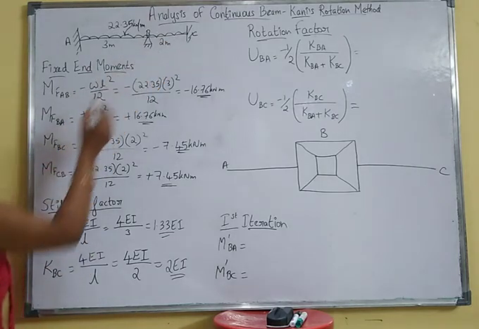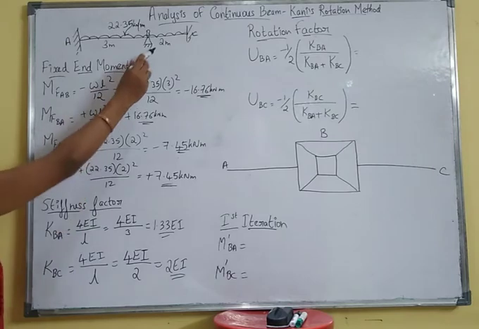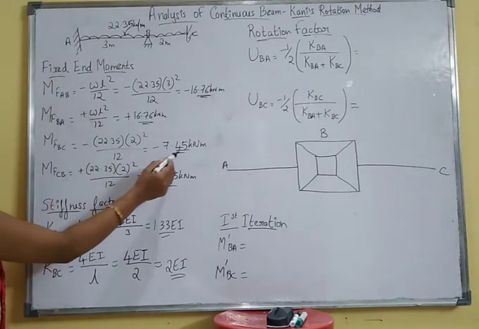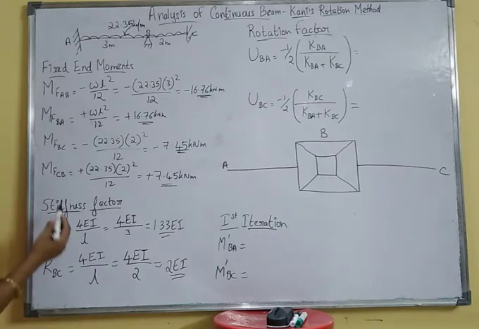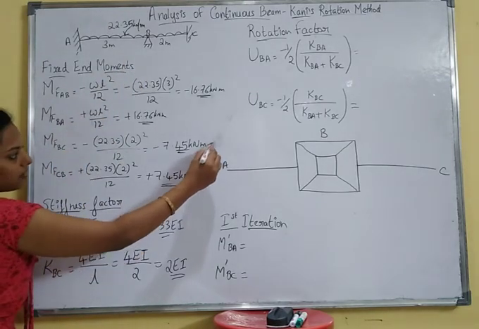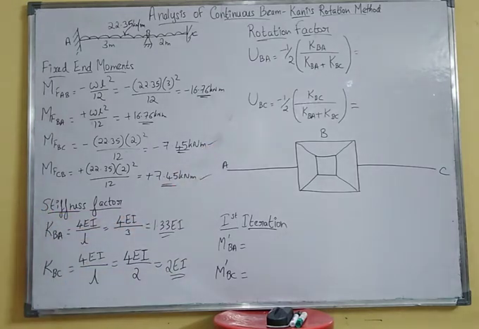Same, it is plus 16.76 kN/m. Next, span BC. Here the formula is the same, only the span length is different. Here it is 2 meters, so you will have minus 7.45 kN/m, and CB you have plus 7.45 kN/m. Okay. Once you calculate these fixed end moments, next step is to find the stiffness factor.